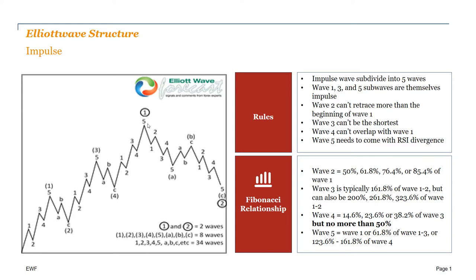And then from there we got correction. We got this A, B, C. It's 3 waves. We call them zigzag, and we're going to take a look at zigzag in other videos. All right, but for now we will be focusing on the impulse.